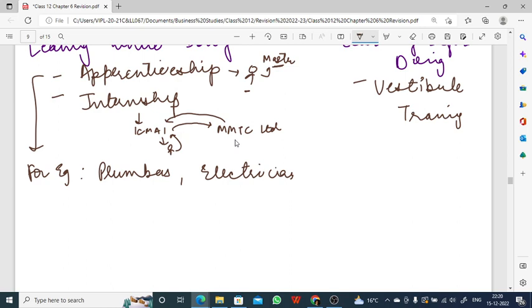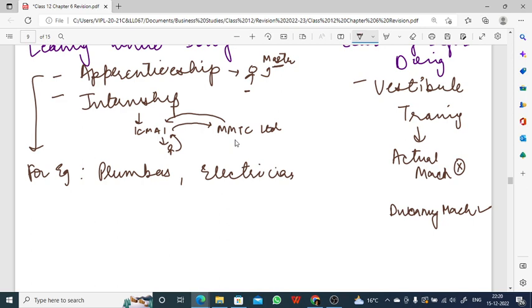Then I started understanding. That was on the job. Learning while doing started to happen. Okay, now when I talk about vestibule, vestibule is basically when you are not able to perform actual work, actual machines also don't work. It is kind of a dummy machinery available on which you learn.